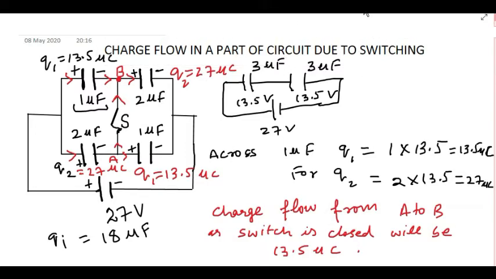There is one more problem which is also very important. While we do switching, there is a change in flow of charge, and there is production of heat in that circuit. So how will you find out the heat produced in the circuit? Let us see, we have another problem.